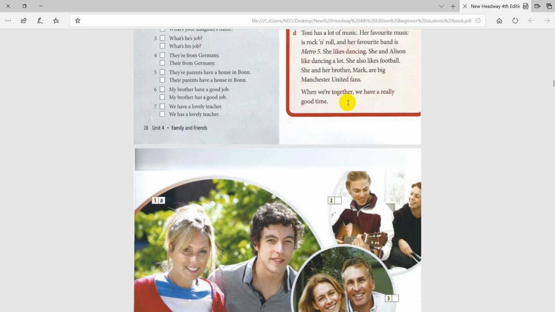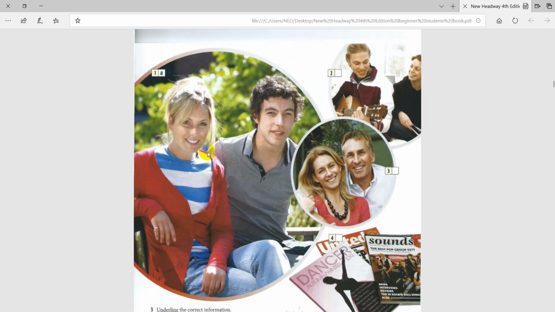Okay, I'm ready for it. Here are the photos for the band. Look, this is the band Metro 5. Here, Vince and Anthony, and here, the father and mother of Tony.